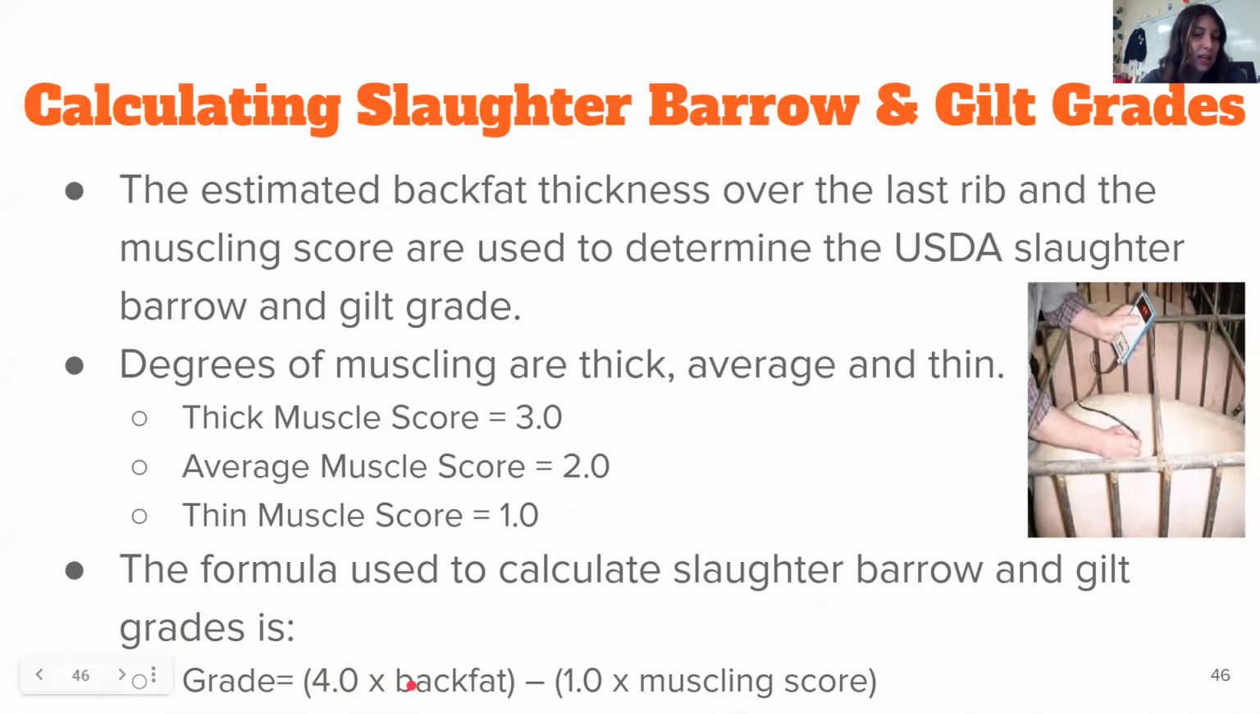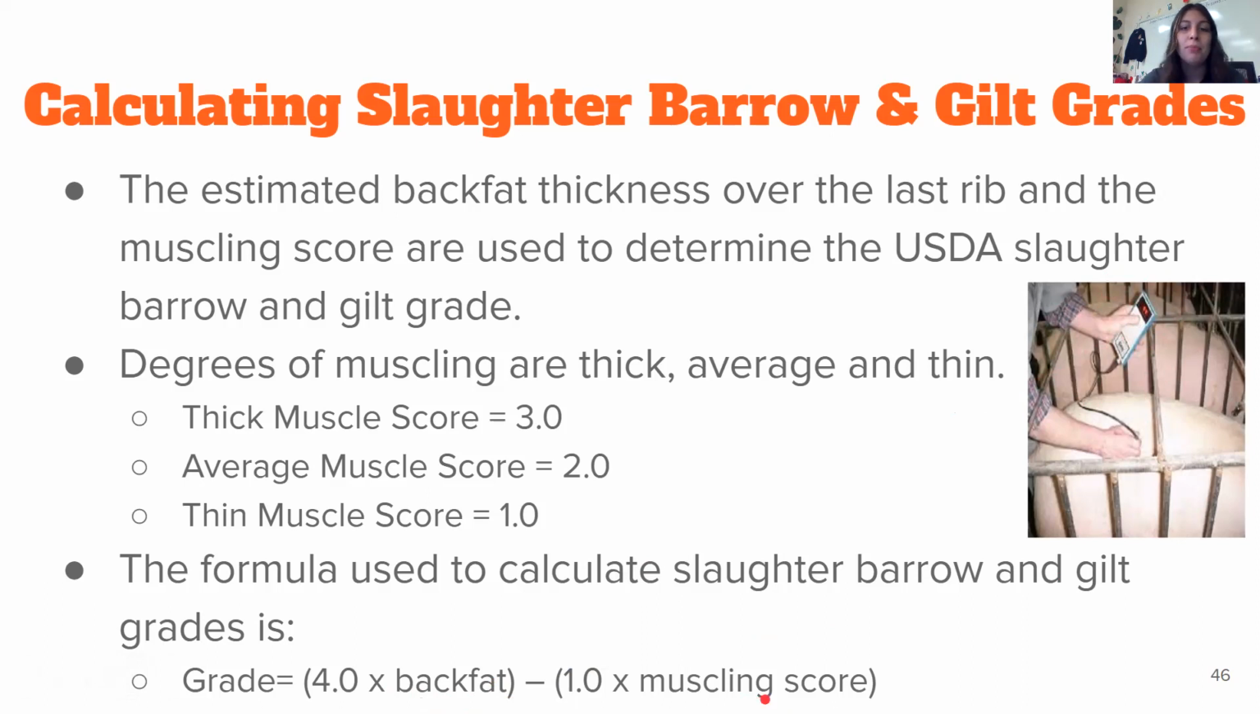And then our two variables are how much back fat the animal has, which is what we measure right here with this little tool. It'll measure, oh, you have an inch of back fat, or 1.3 inches of back fat, that kind of deal. So you put how much back fat there is, and then you also put the muscling score.